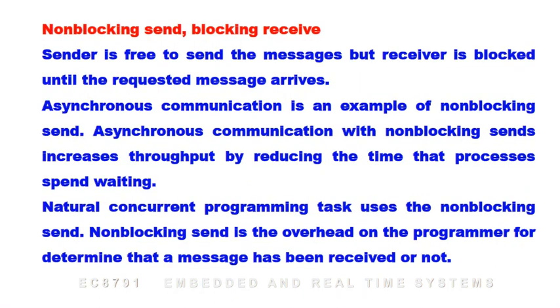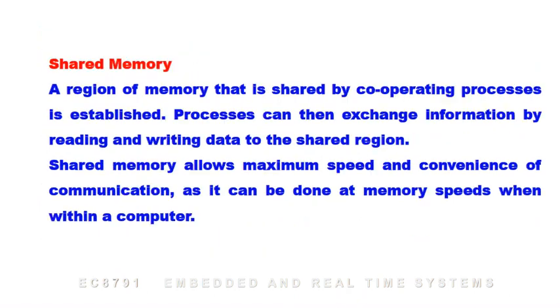Non-blocking send, blocking receive. Sender is free to send the message, but receiver is blocked until the requested message arrives. Asynchronous communication is an example of non-blocking send. Asynchronous communication with non-blocking send increases throughput by reducing the time that processes spend waiting. Natural concurrent programming tasks use the non-blocking send. Non-blocking send puts the overhead on the programmer to determine whether a message has been received or not.